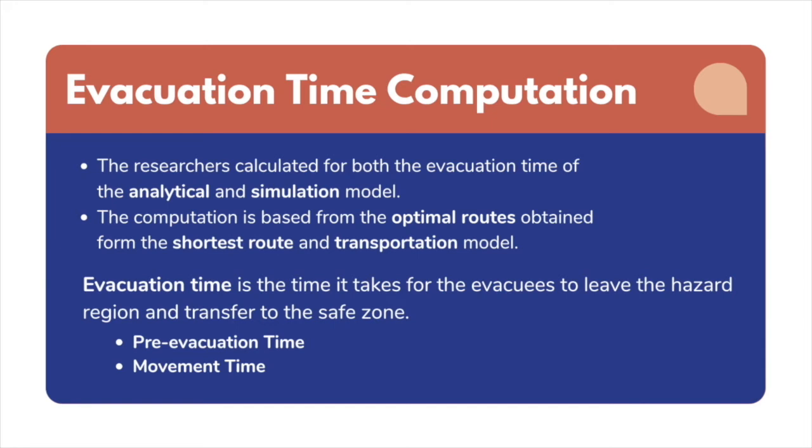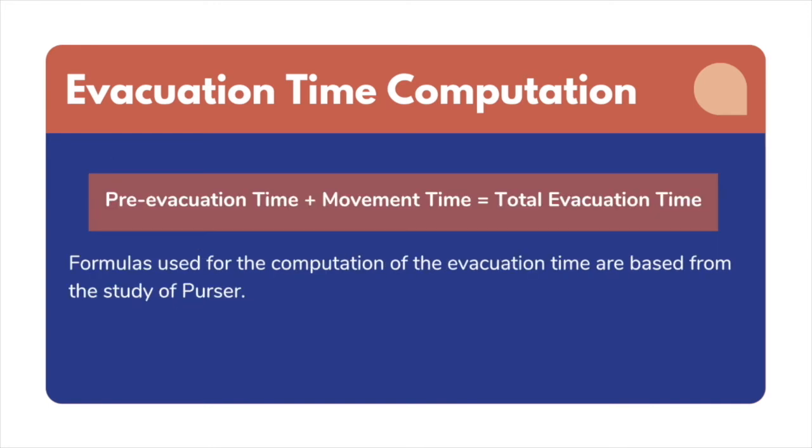So what is the evacuation time? It is the time it takes for the evacuees to leave the hazard region and transfer to the safe zone. It is composed of two elements, the pre-evacuation time and the movement time. The formulas used for the computation of the evacuation time are based on the study of Purser. And according to him, the total evacuation time is the sum of the pre-evacuation time and the movement time.